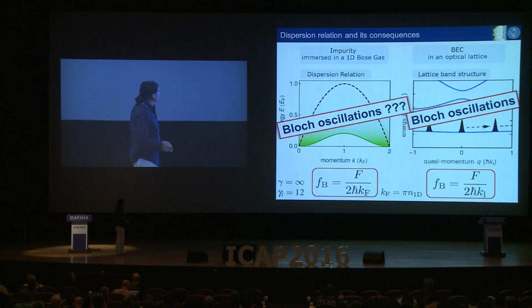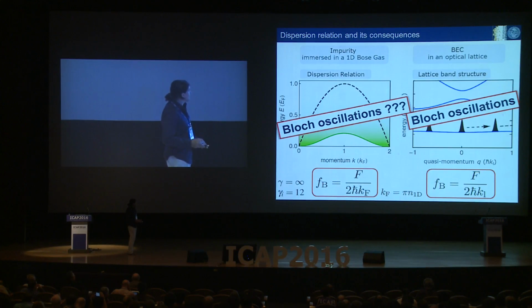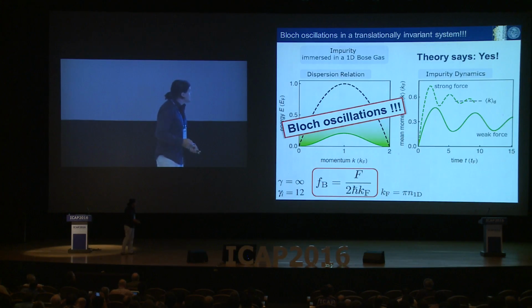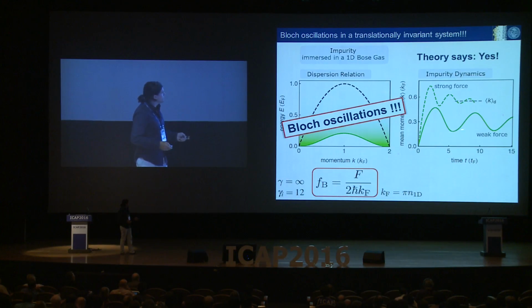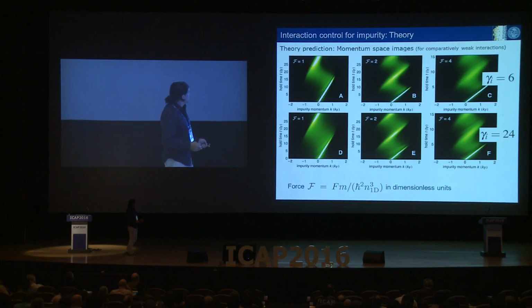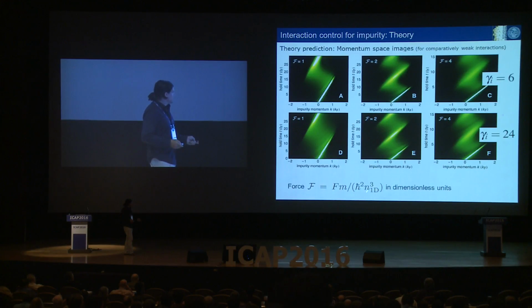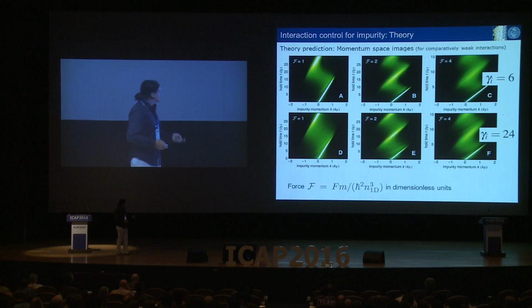So can one see this? This is quite debated in the literature, whether it's possible to see this. Theory says yes. This shows, as a function of time, the mean momentum that oscillates, and for stronger forcing, it oscillates at a higher frequency, but then saturates to a higher drift momentum. These are theory plots for different forces, which our theory friends like to normalize in dimensionless units. You normalize by the Fermi wave vector squared, and then again by the Fermi vector, which gives a cube.